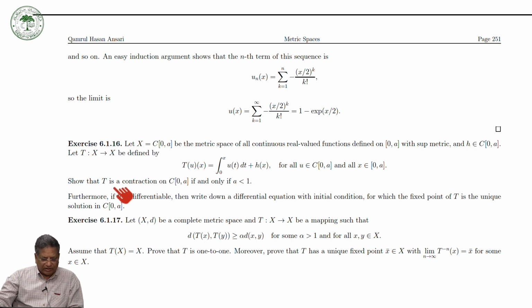Then show that T is a contraction map if and only if a is less than 1. So here a is less than 1 if and only if. The same way as we have proved the previous exercise, you can prove this one. And if h is differentiable, then write down a differential equation with initial condition for which the fixed point of T is the unique solution in C[0,a].